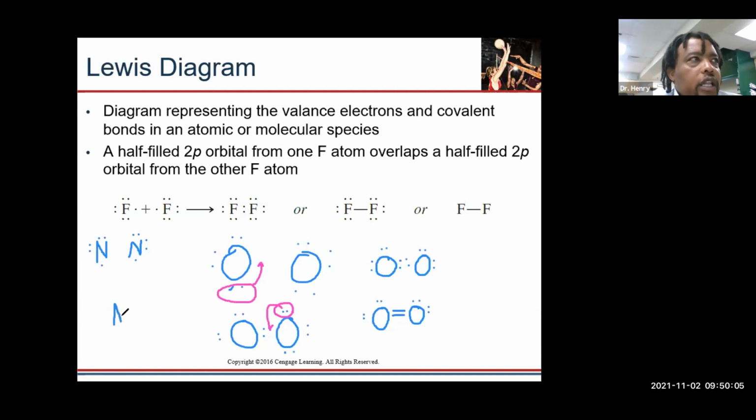So how many electrons are going to be shared between the nitrogens? That's right, 6. So it's going to form a triple bond. Okay. Do you guys see that?